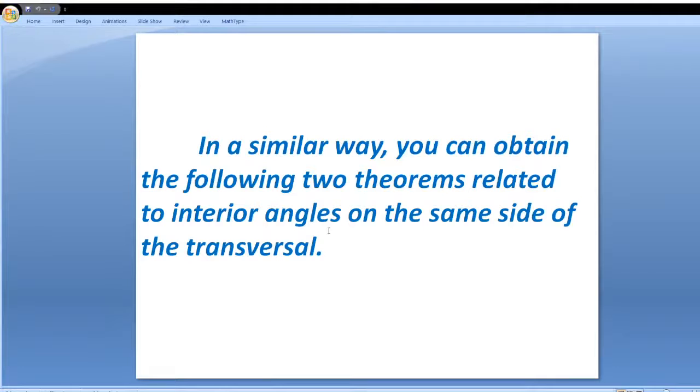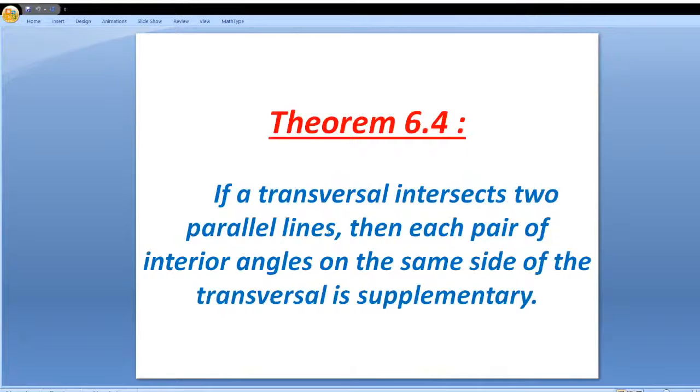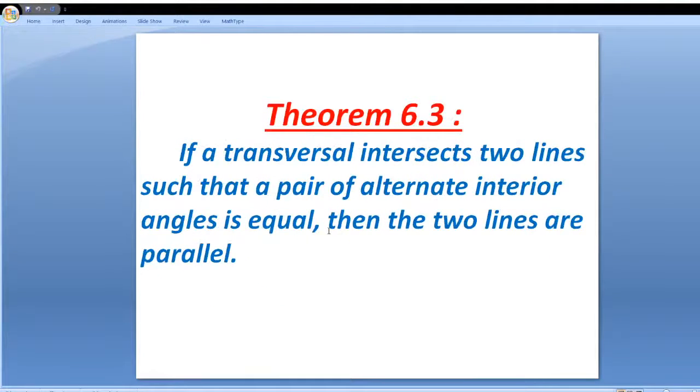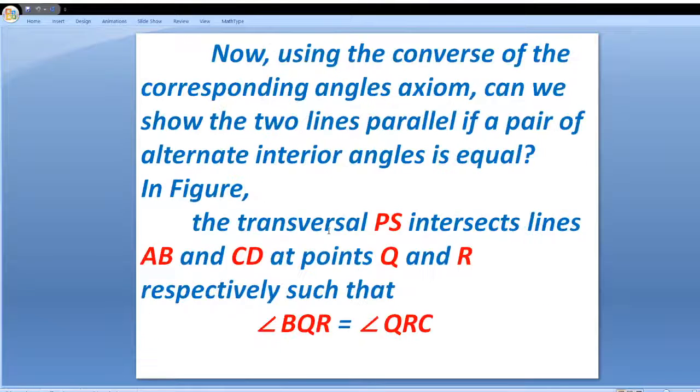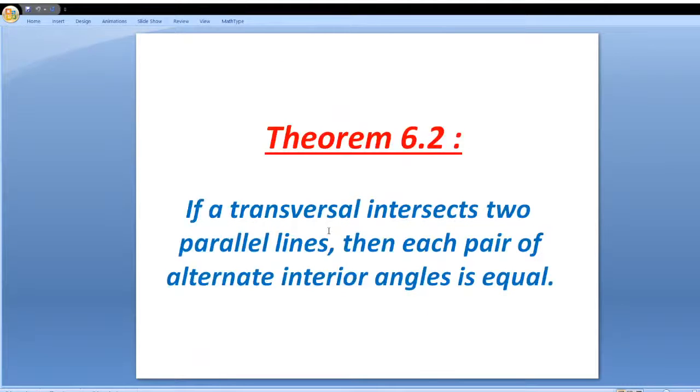in similar way you can obtain the following two theorems related to interior angles. If a transversal intersect two parallel lines, then each pair of interior angles on the same side of the transversal is supplementary. Okay, so this is what says theorem number 6.3. This is 6.3. What says 6.2? Remember, what says 6.2? If a transversal intersect two parallel lines, then each pair of alternative angles is equal.